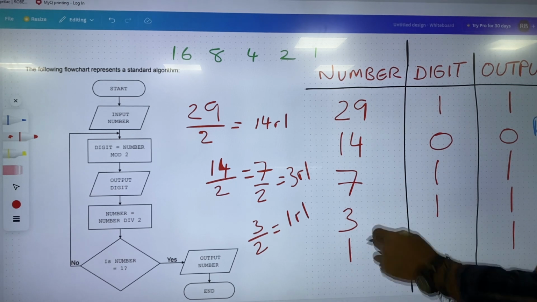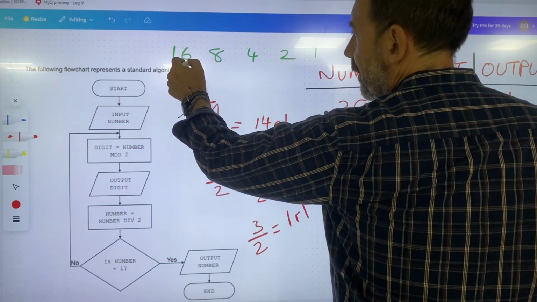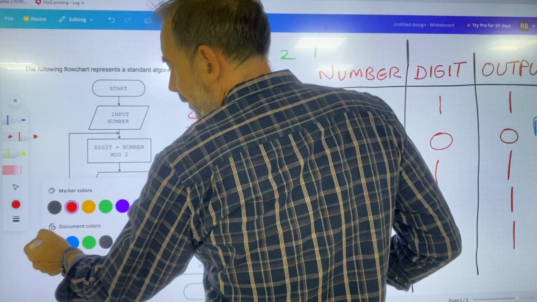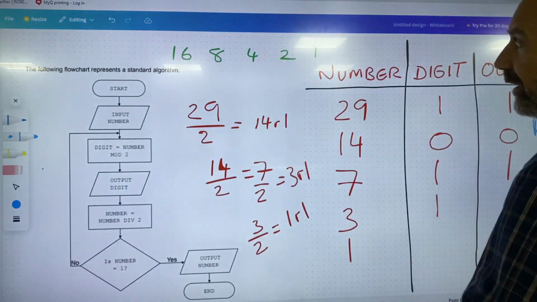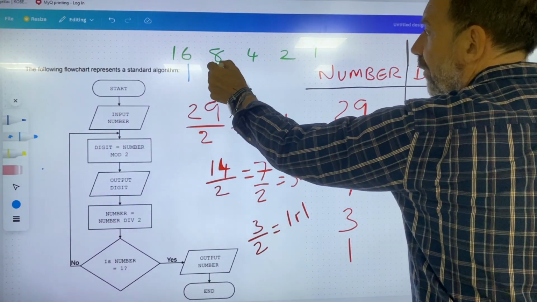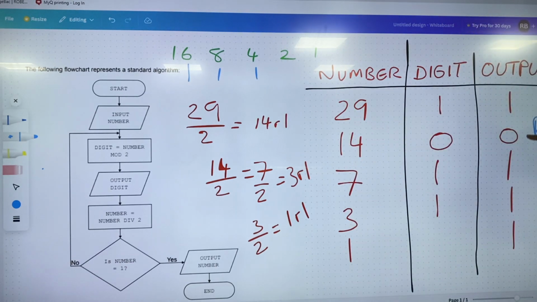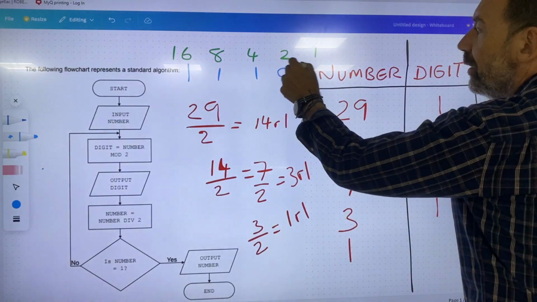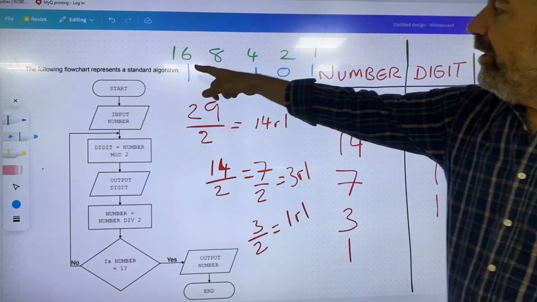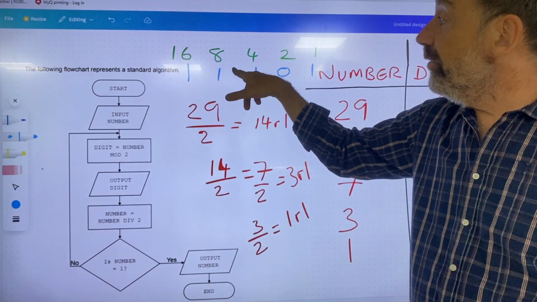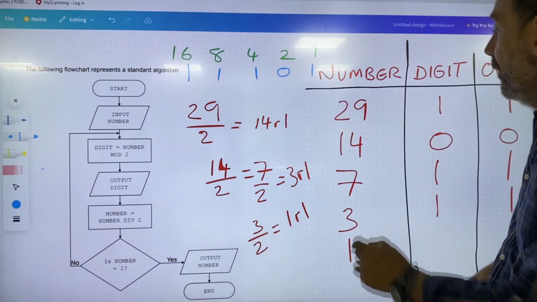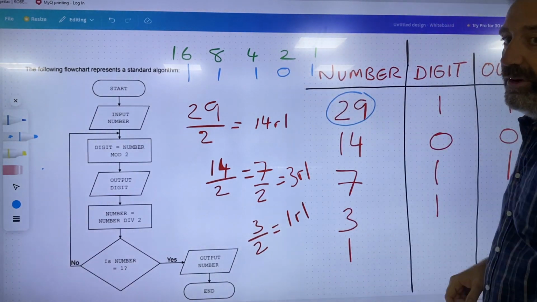So let's plug that into this. I'll change the colour so you can see it. Okay, I've got one lot of 16, one lot of 8, one lot of 4, no 2s, and a 1. 16 plus 4 is 20, plus 8 is 28, plus the 1 would give me 29.